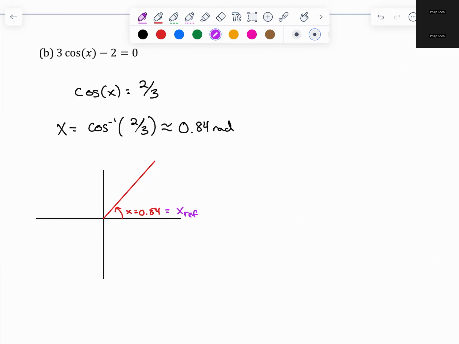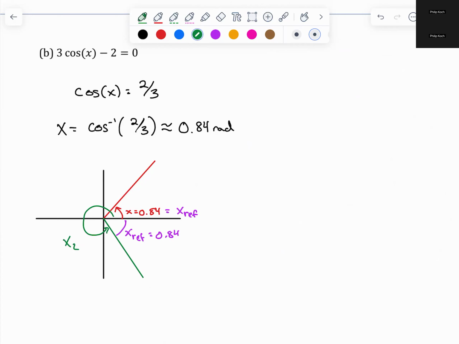But because cosine is positive in the first and the fourth quadrant, we have a second solution down here, where it actually is the same value here. This is X sub reference, which is 0.84. So how do I find X sub 2?